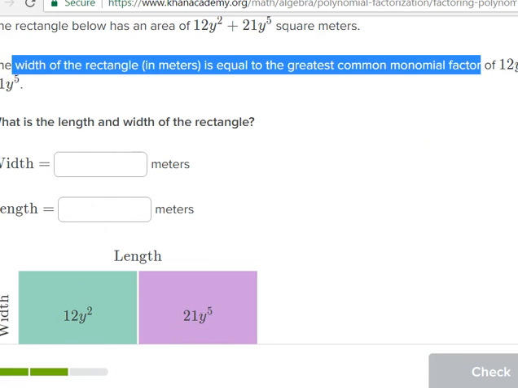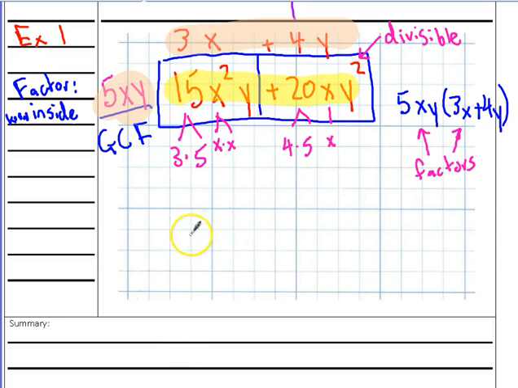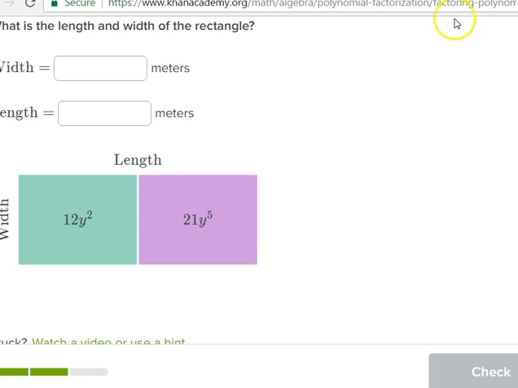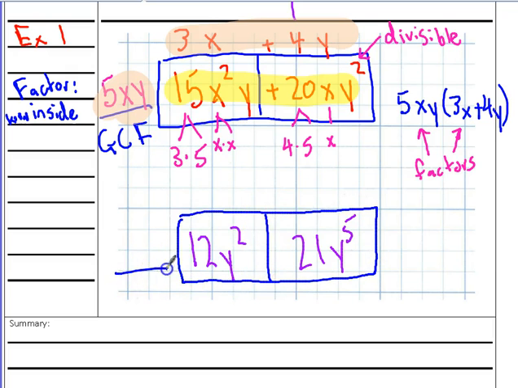What are the length and the width? Okay, they're just asking you what goes on the side and what goes on the top. The width is what goes on the side, and the length is what goes on the top. So let's draw this box and we can figure out the side and the top. So they drew the box for us. It was 12y squared and 21y to the fifth. And they said that it's the greatest common monomial factor out here. And then figure out what's left on the top. That's going to be the length.